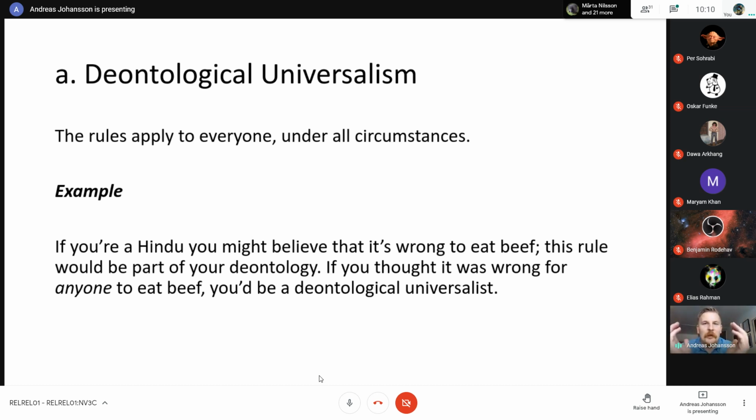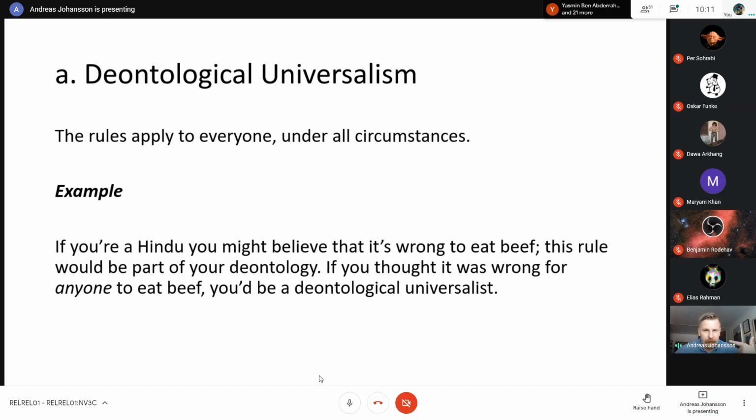But if you're taking notes now, or at least write yourselves a little reminder, when we talk about deontological universalism, this is potentially then the category in which Immanuel Kant could be placed. And it's a more absolute way of looking at actions. So the idea here is that the rules apply to everyone, or the duties, under all circumstances.